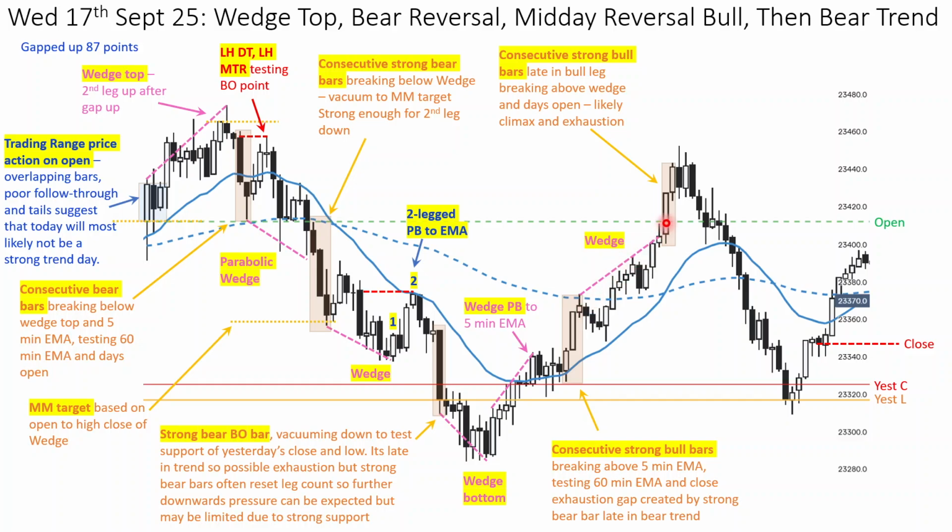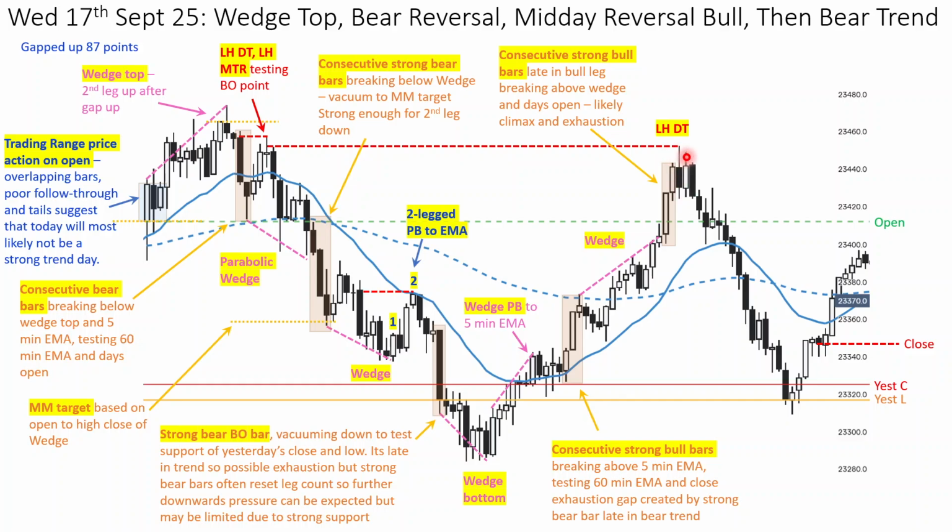which was then broken strongly above in the third leg by consecutive strong bull bars. This again is late in the bull leg up, and also testing a lower high double top, so it's likely again a vacuum test of resistance levels above, and likely climactic and representing exhaustion of the bulls.